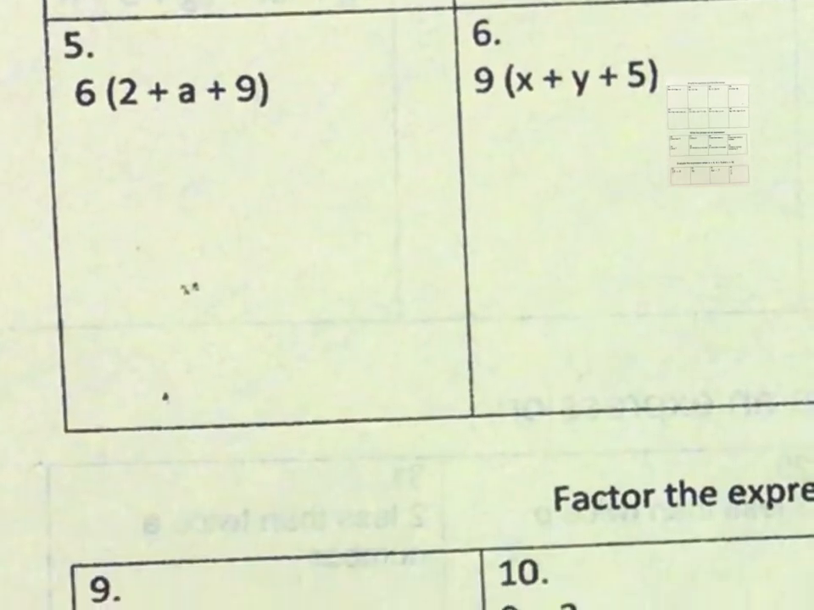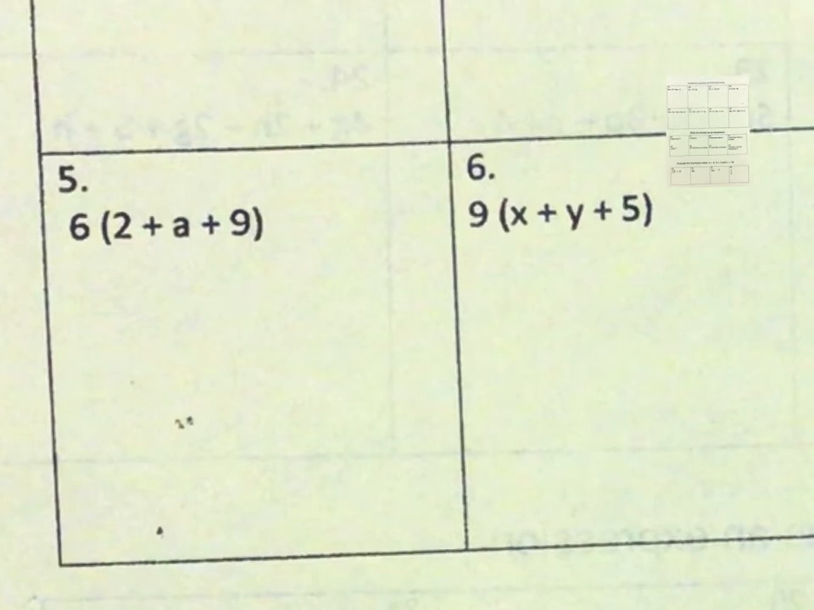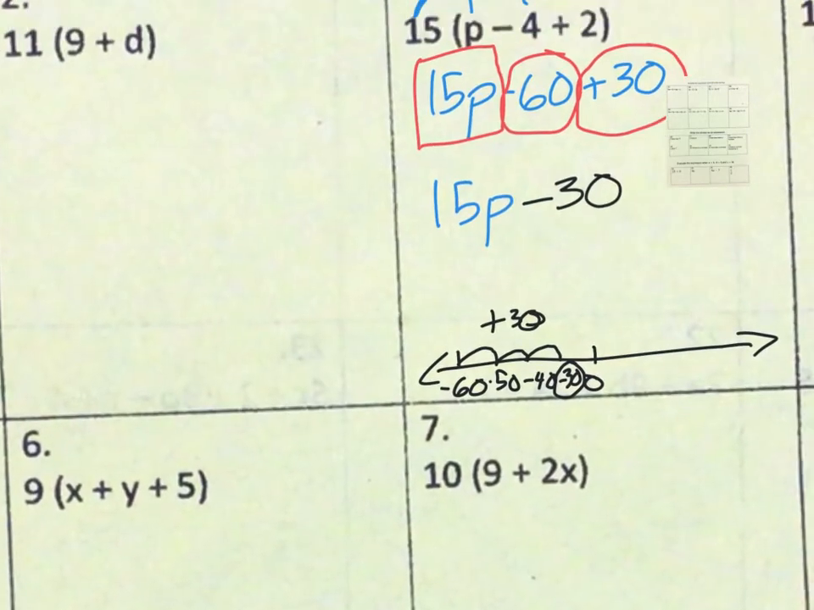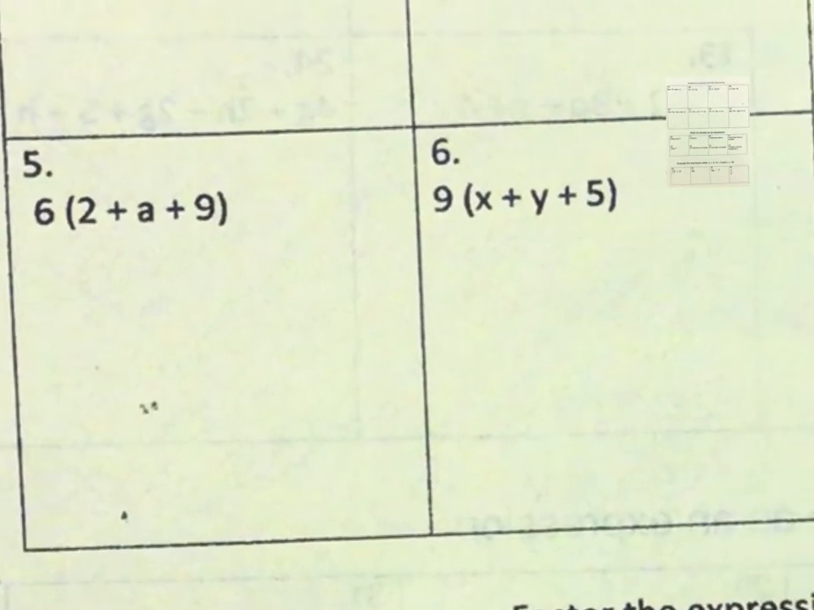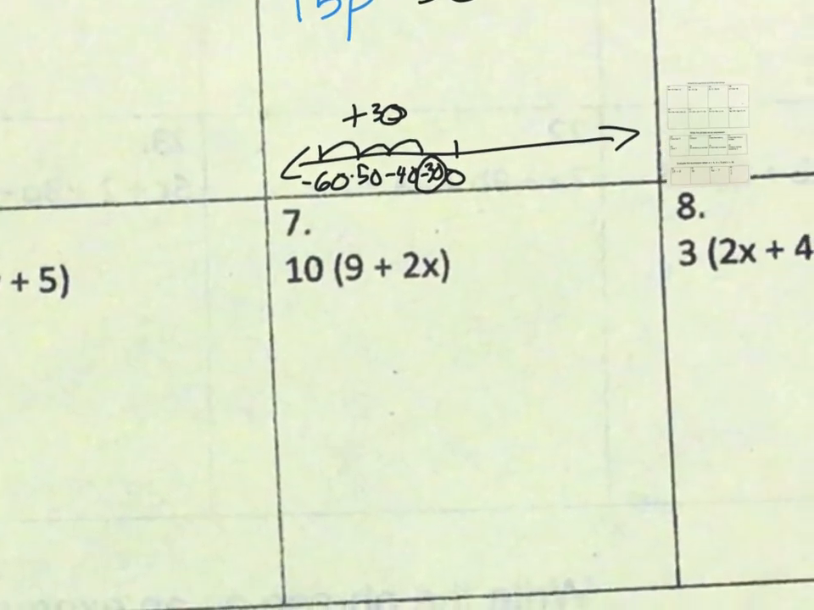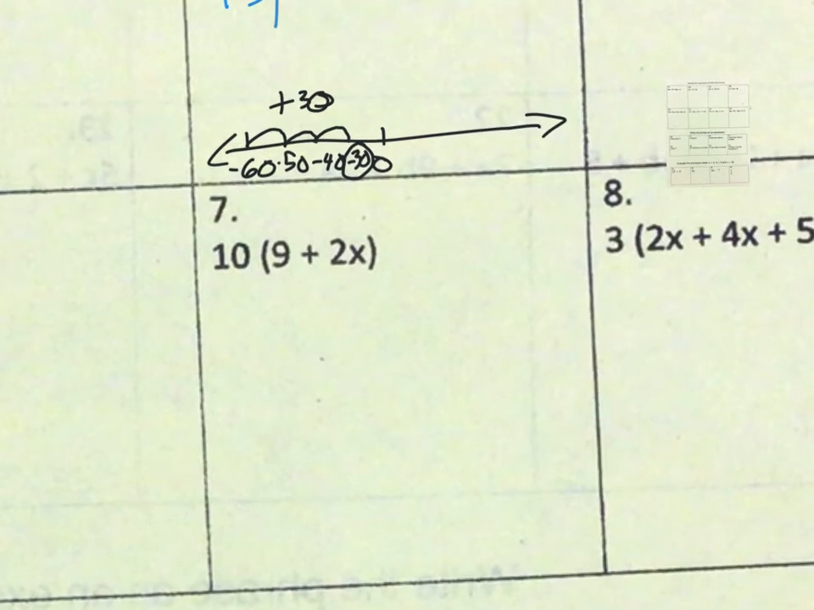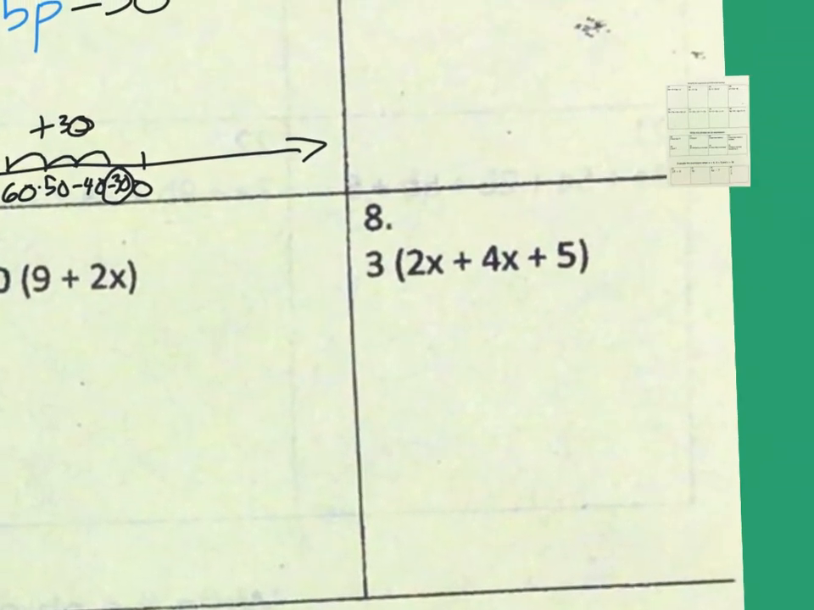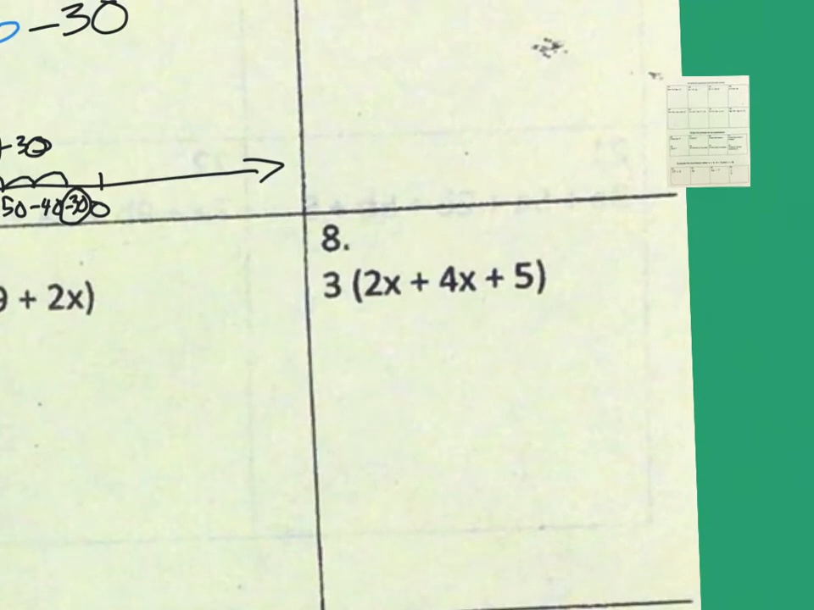Let's look at 5. 5 is very similar to number 3, so you should be able to do that. Number 6 you should be able to do. Number 7 you should be able to do because it's very similar to the first one. And let's do number 8 together.